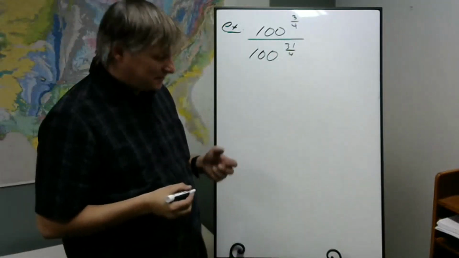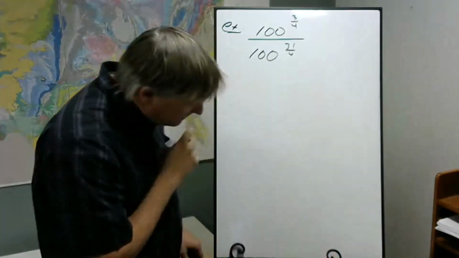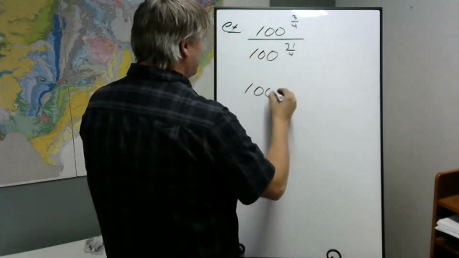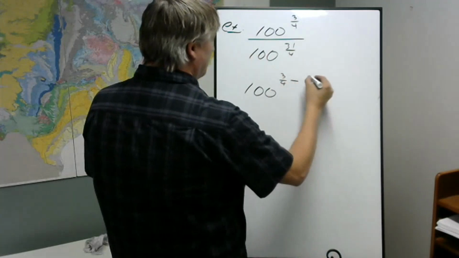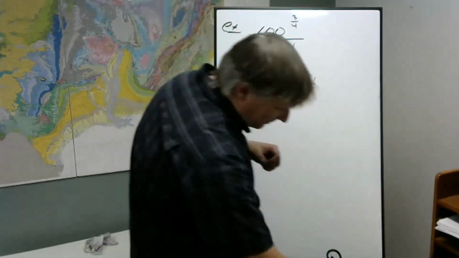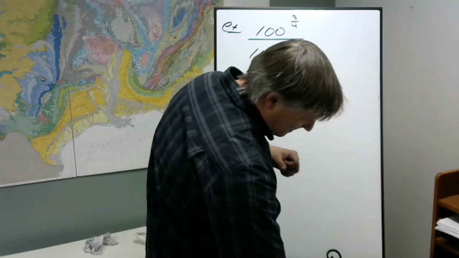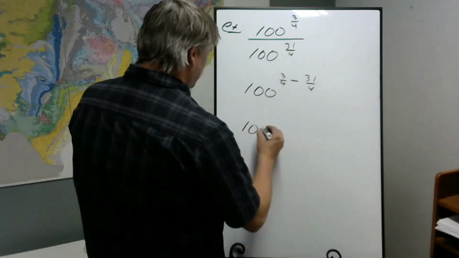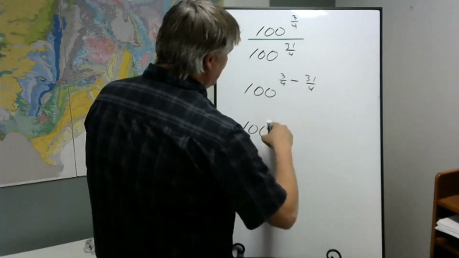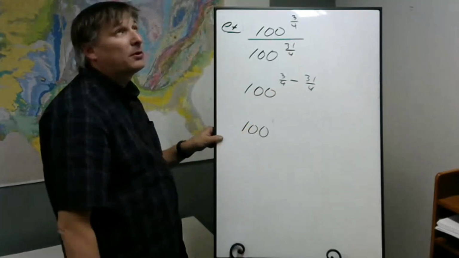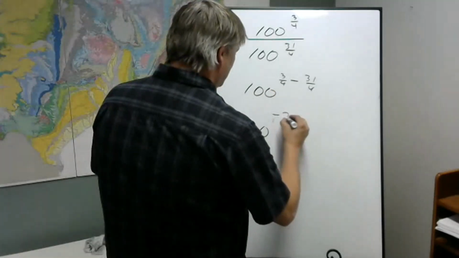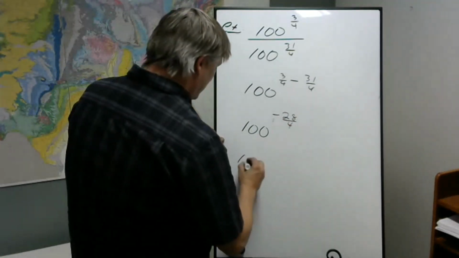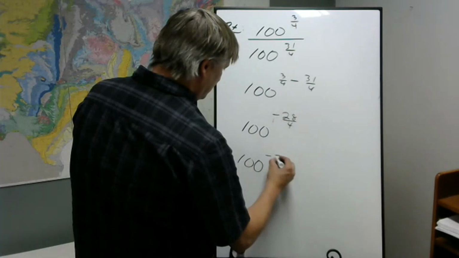So let's say we have something like this. So what we're going to get, same bases. So this is going to be 100 to the 3/4 minus 31 over 4. Double checking this, okay. So if we do that, we'll get 100 to, let's see, they have the same denominator, so 3 minus 31. This will be minus 28 over 4, or 100 to the minus 7.